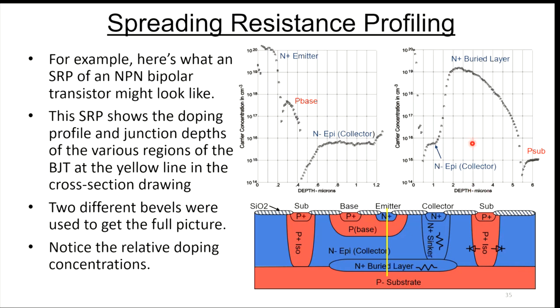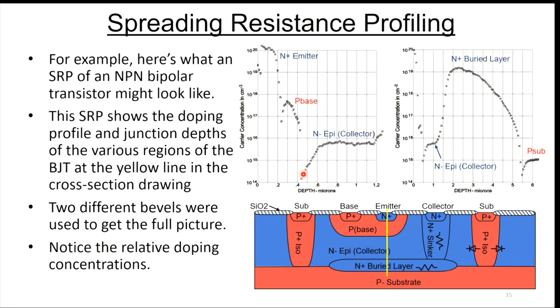So they did a much steeper bevel so they could measure this, but it's all still measuring on this yellow line here. And you can see you pick up right here with the N-epi collector, and now the buried layer concentration goes up, and you can see it's peaking somewhere around 2 microns deep, but the buried layer is spread out because it's been in there a long time. It's had a lot of time and temperature to move during the process cycling. It's one of the very first layers you put in. Again, I just wanted to show what spreading resistance profiling looks like.